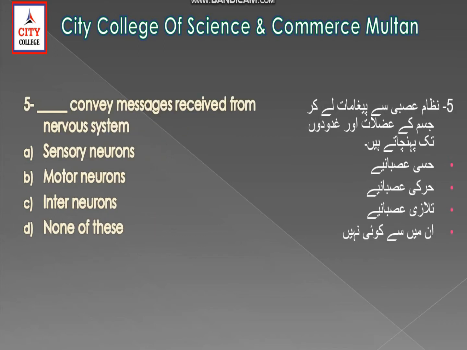MCQ number 5. Dash convey messages received from nervous system. Option A, sensory neurons. Option B, motor neurons. Option C, interneurons. And option D, none of these. The correct option is option number B, motor neurons.